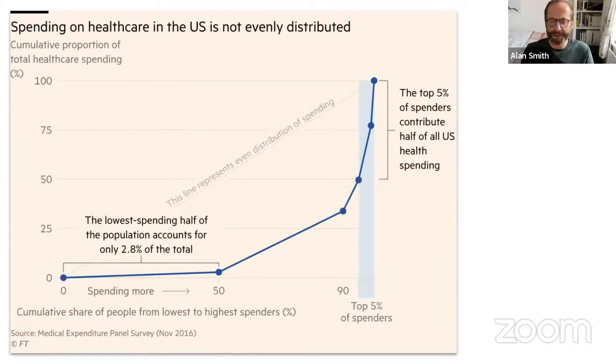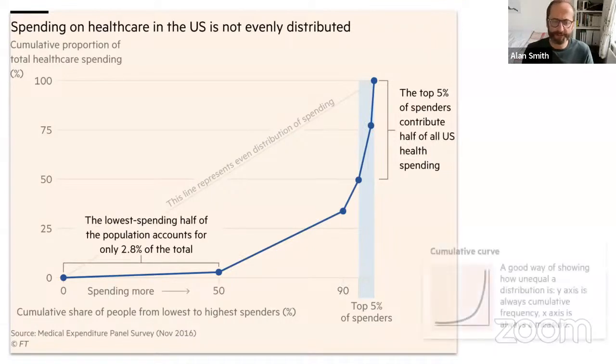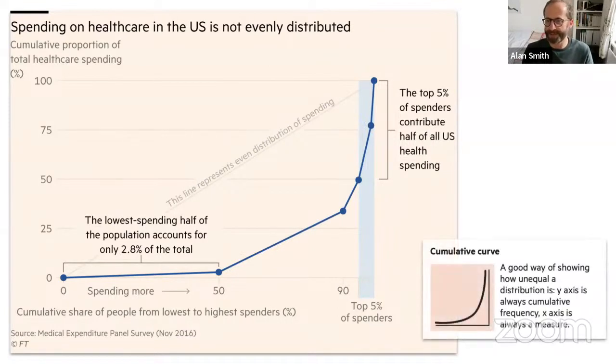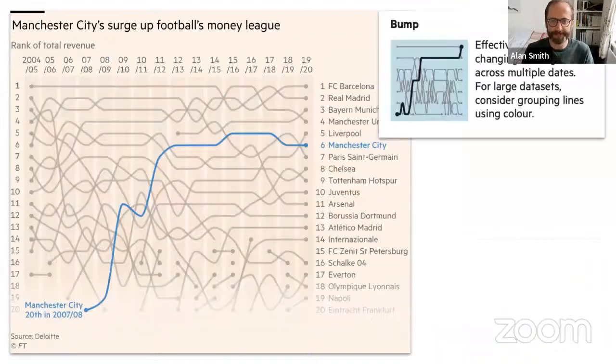One of the reasons why the US is so different is because of inequality in healthcare spending, which is what this type of diagram is designed for, a cumulative curve, or more properly, perhaps a Lorenz curve, which shows us how unequal spending on healthcare is in the US. Right? It's a very, very interesting and useful way of showing inequality.